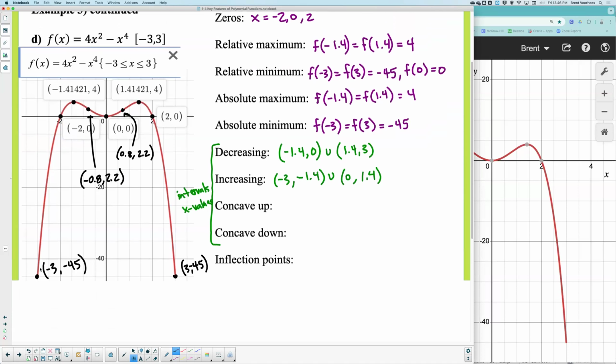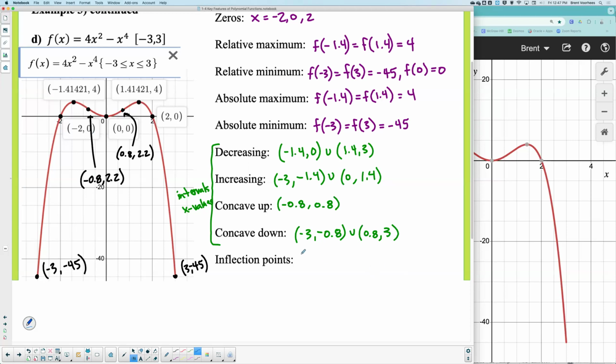Okay, so concave up, or what do we say we're doing first? Concave down. So we are concave down from -3 until -0.8. Union, we have another place for concave down, positive 0.8 to 3. Very good. And we're concave up in between, from -0.8 until positive 0.8. We're concave up.